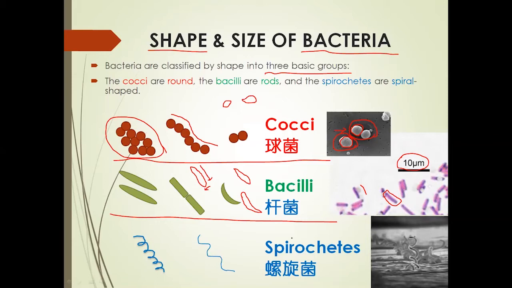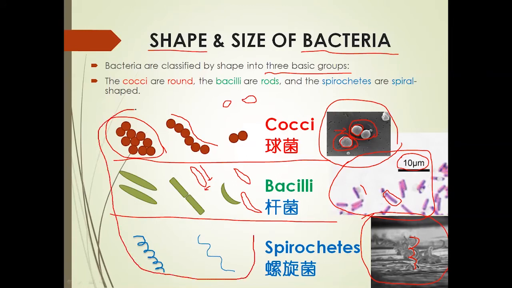And the third group is just another kind of shape. They are like a spiral somewhere. Then we put them in this group. So that's basically the shape and the size of the bacteria. All the pictures here are coming from photos, from microscope and even electron microscope. All the pictures on this side are the model. So that's for the shape and the size of bacteria.